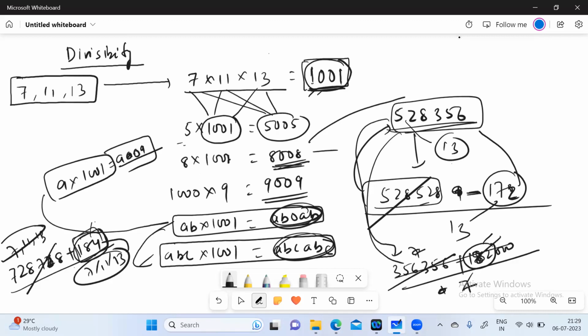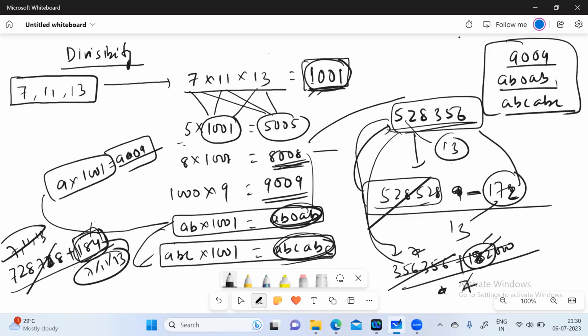Okay. So in a similar way, you can find the divisibility of all the numbers by breaking into these 3 types of numbers: A00A, AB0AB, and ABCABC. All the numbers which are in this format will always get divided by 7, 11, and 13. Okay. So there is a different rule for 11 also.